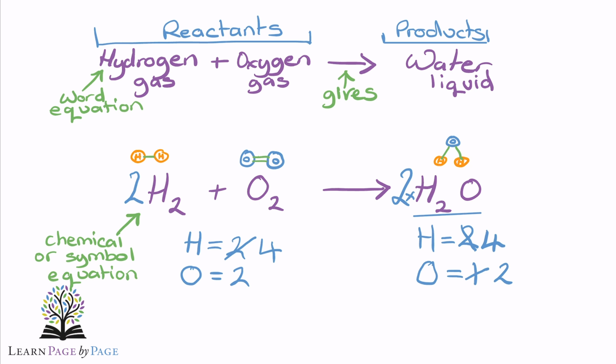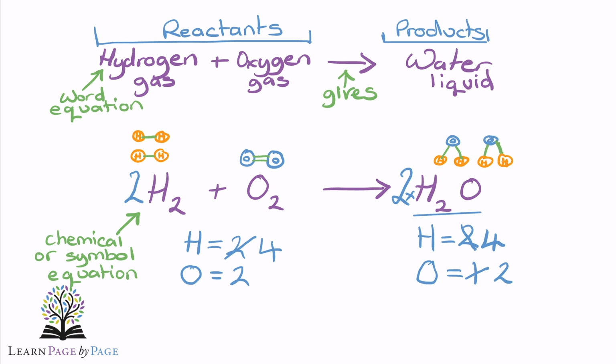So what we have here is 2 hydrogens, and we will have 2 water molecules. And then if you go ahead and count up the atoms, you have 1, 2, 3, 4 hydrogens on the reactant side of the arrow, and you have 1, 2, 3, 4 hydrogens on the product side of the arrow. Oxygens, 1, 2 on the reactant side and 1, 2 on the product side. Now let's go ahead and work through a few more.